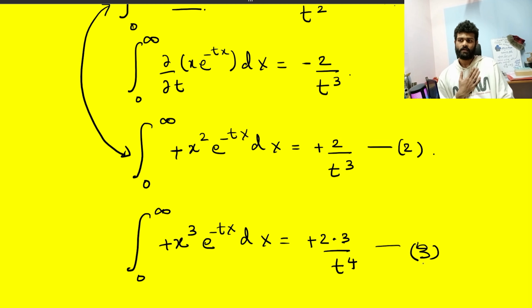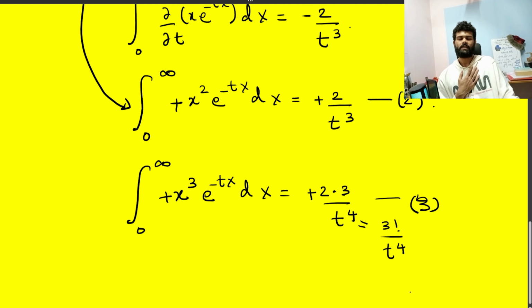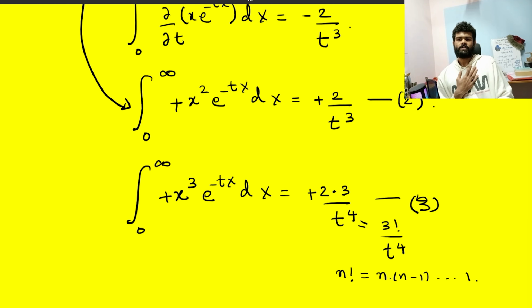Again, what's the difference between second and third? Here there's x to the power 3, and your right hand side is 3 times 2 divided by t to the power 4. So maybe you can write this in a different way. This is 3 factorial divided by t to the power 4. Basically, factorial means you're multiplying all the numbers starting from that particular number n. So n factorial is n times n minus 1, etc., till 1. So you're multiplying all of them. So that's n factorial, and that's what you get here: 3 factorial divided by t to the power 4.